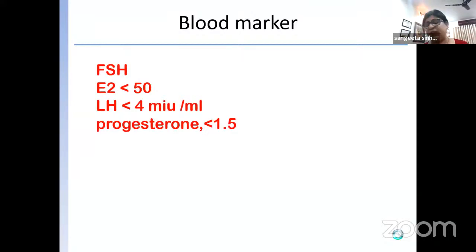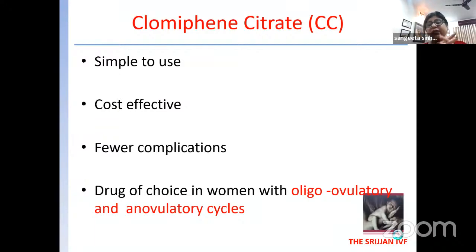So finally, you work on the counseling, the age of the patient, the BMI, the baseline scans, and the baseline blood markers. Then comes the molecule. Suppose your patient is very young and she has come for the male factor. Clomiphene is a time-tested drug. Yes, we have all shifted to letrozole.